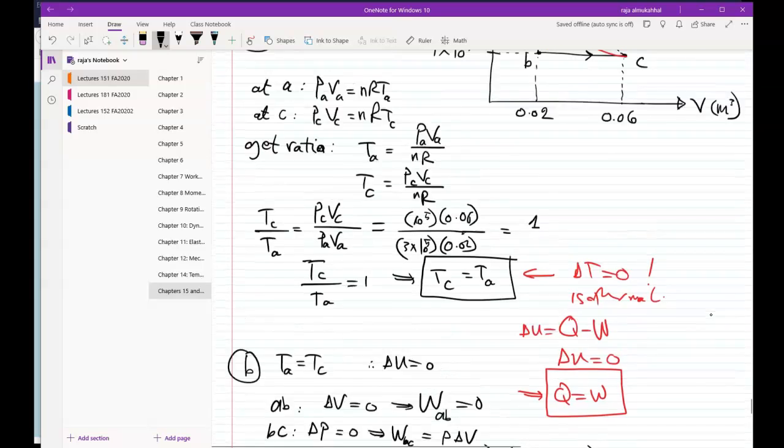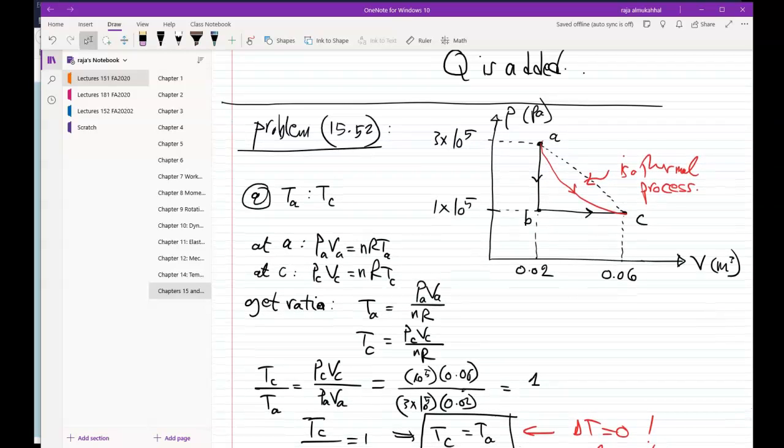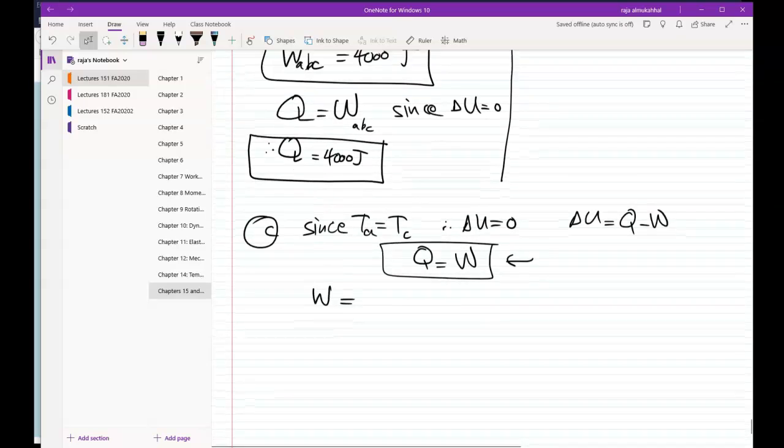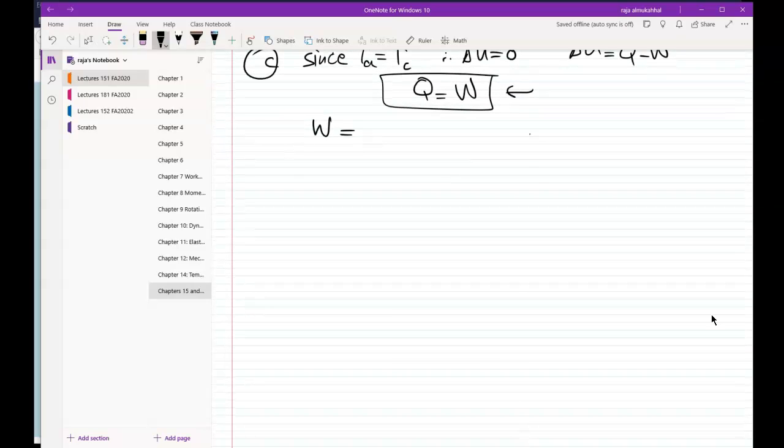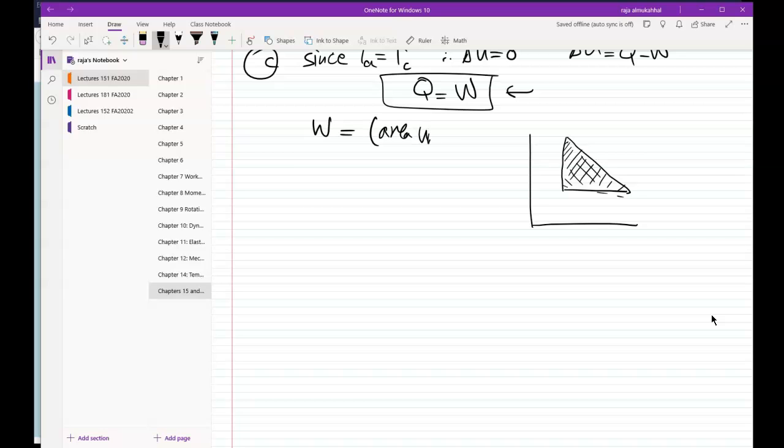Well, I'm just going to calculate the area under the curve. Let me draw it again. So what I have is this. I'm going to be calculating the area under the curve here: half the base times the height. You see what I'm saying?